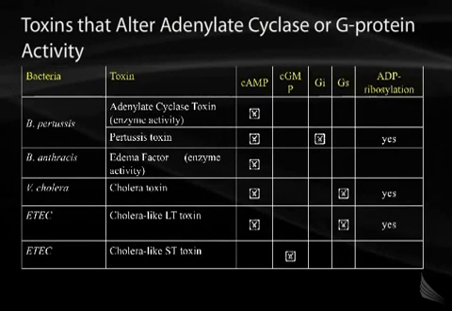Toxins that alter adenylate cyclase or G protein activity are important, and there's only a number of them. The Bordetella pertussis toxin has an adenylate cyclase toxin, which increases cyclic AMP, and the pertussis toxin also increases cyclic AMP, but takes down the Gi subunit. Bacillus anthracis has the edema factor, which increases cyclic AMP. Most of these have a similar effect where they increase the fluid and electrolyte output of a cell. That's how it causes edema in different body tissues, and that's how it causes diarrhea with ETEC and Vibrio cholerae.